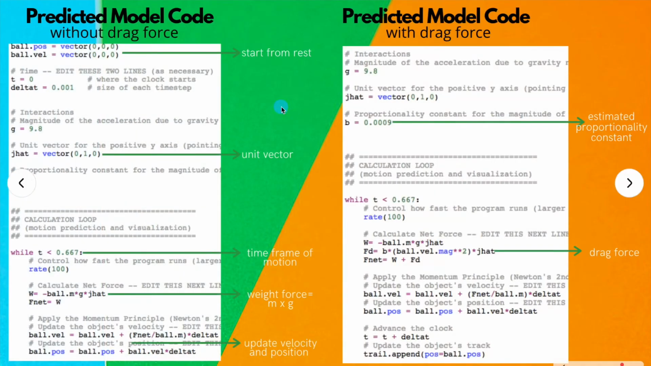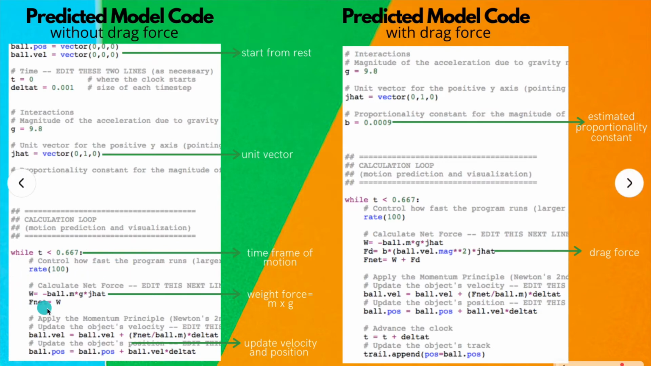Now let's take a closer look at the predicted model code that didn't account for drag force and only accounted for weight force. Our initial position and our initial velocity vectors are both 0, since we start from rest. We chose delta t to be a very small time step, and of course, the gravitational constant is 9.8 meters per second squared. The unit vector shows the positive y-axis. To predict the motion of the paper ball, we will analyze the motion of the ball at t less than 0.667 seconds, which was the time at which the ball stopped moving and which we got from our Tracker.